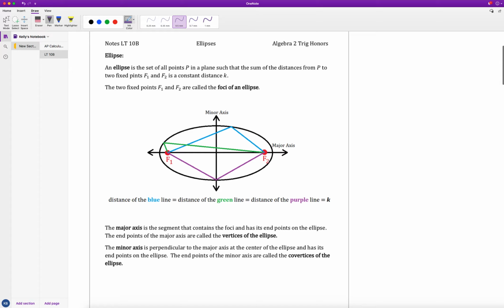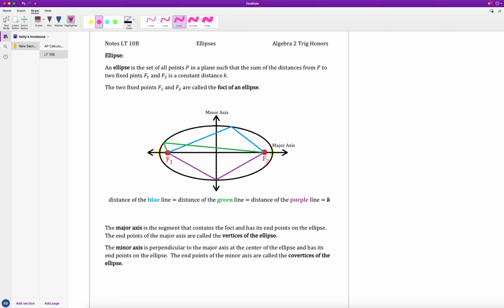The other two definitions that we have to have down are the major axis and the minor axis. So the major axis is the segment that contains the foci. So the major axis here is the x-axis. It has both F1 and F2 on it, and its endpoints are called the vertices of the ellipse. So the endpoints here on the major axis, I'm going to highlight them in yellow for us. So I have these two endpoints right there, and I have another endpoint over right there. Those would be called the vertices of my ellipse.